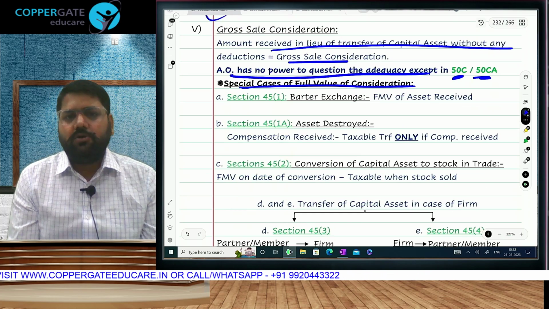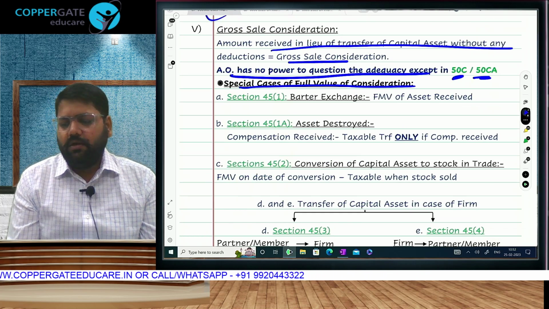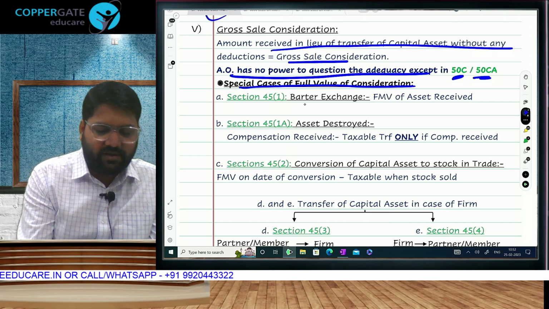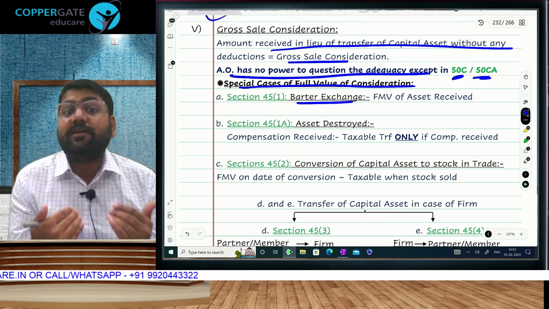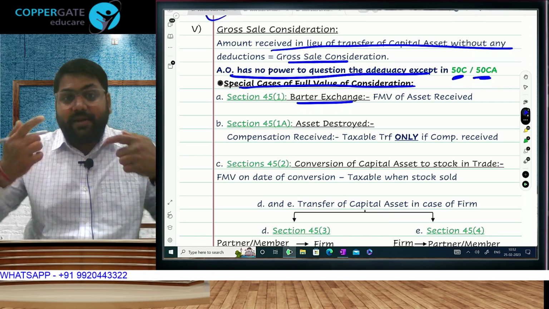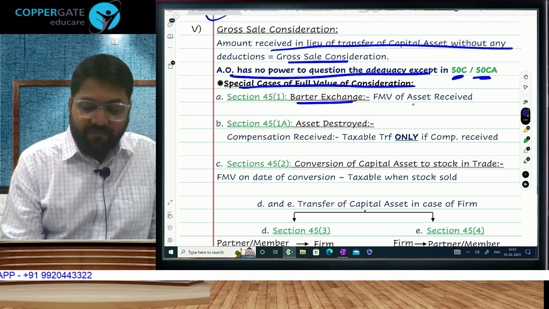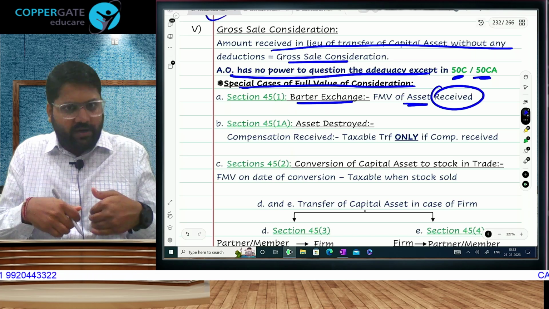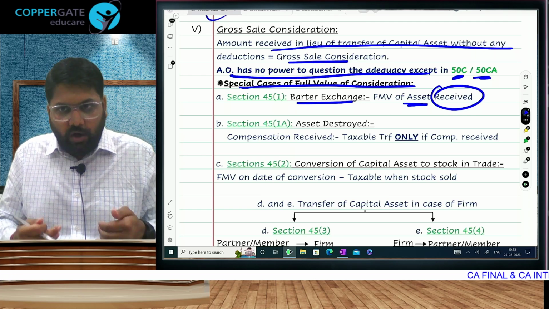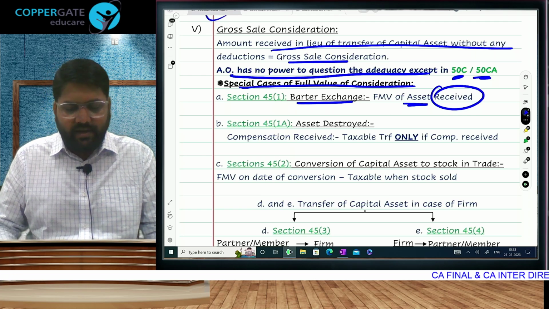Sometimes the amount of GSC is not going to be easily and readily available. You will have to put in a little effort. For example, in case of barter or exchange, you are not getting money, but you are getting some asset in return. The FMV of that asset which you have received, because what is selling price? Whatever we get in return will be treated as selling price.